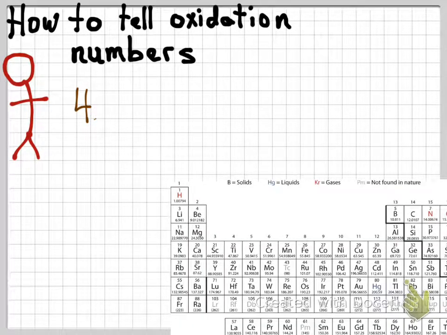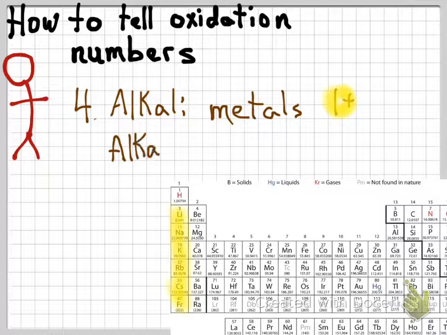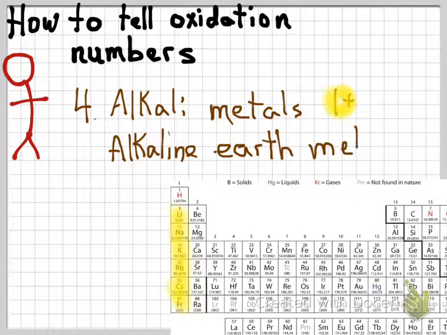Rule number 4 for determining oxidation numbers. Alkali metals are always +1. Alkaline earth metals are always +2. And that should make sense to you because that is the charge of the ions in those columns.